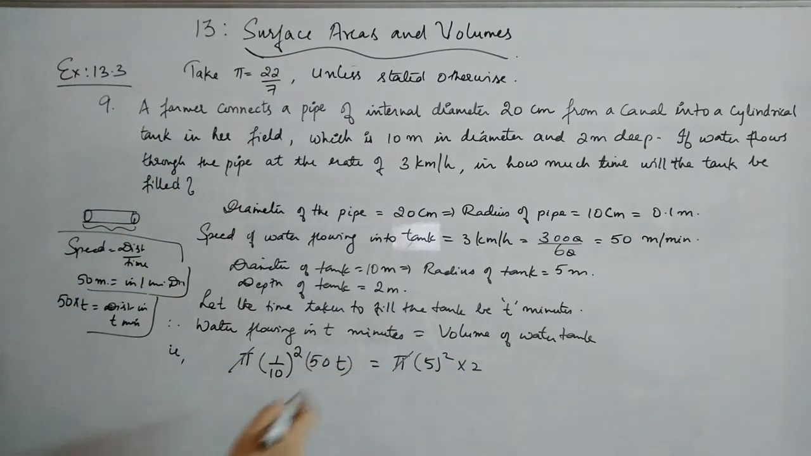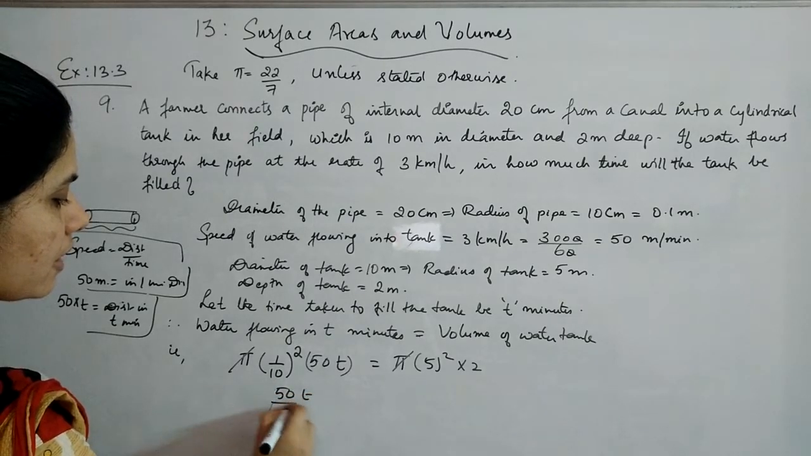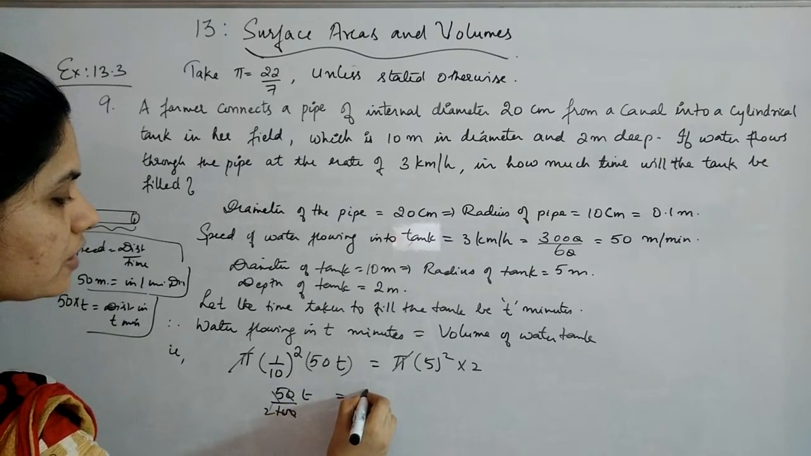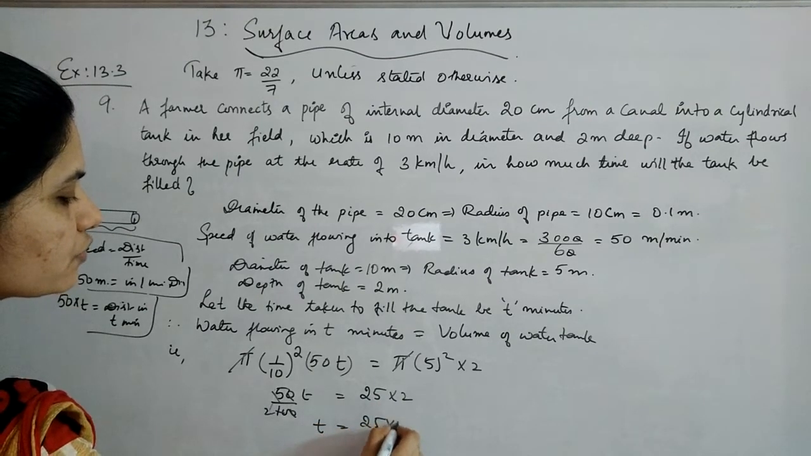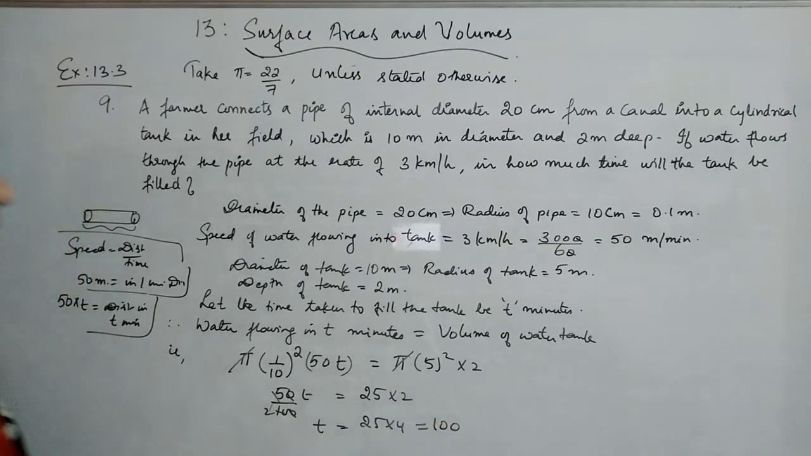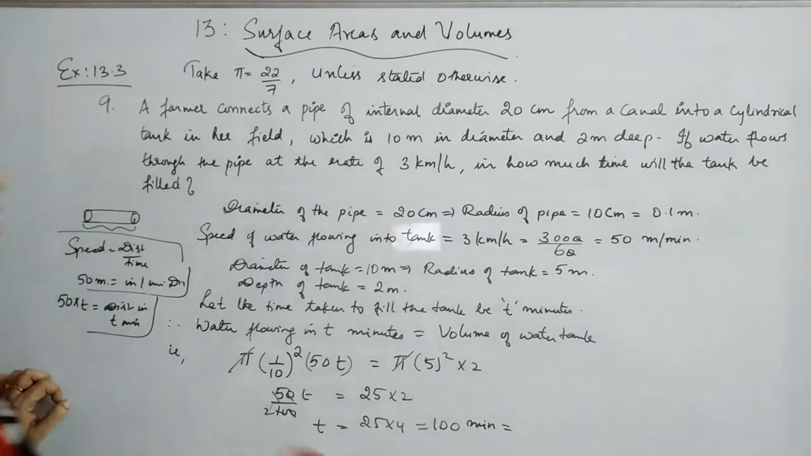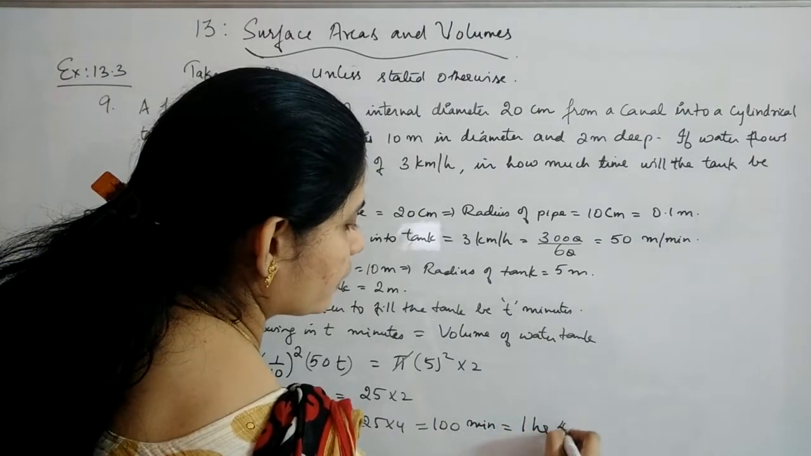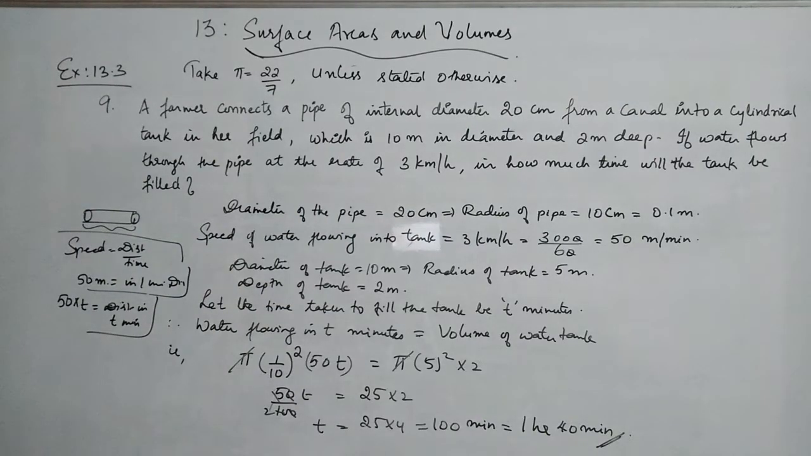Pi can be cancelled here, and here you are getting 50 by 100, which will give you 2, and on the other side you have 25 into 2 already. So T is equal to 25 into 4, which is 100. This 100 is in minutes, and converting it to hours, 60 minutes is 1 hour and the remaining 40 is minutes itself. So it is 1 hour 40 minutes. This is the time taken to fill the tank.